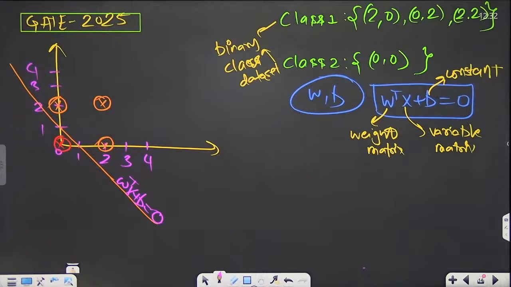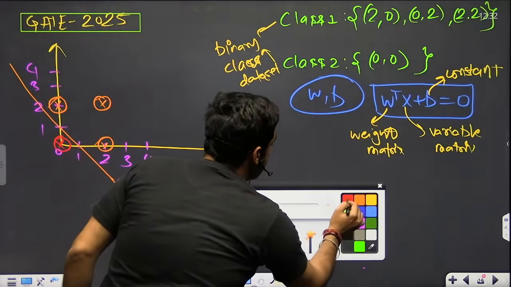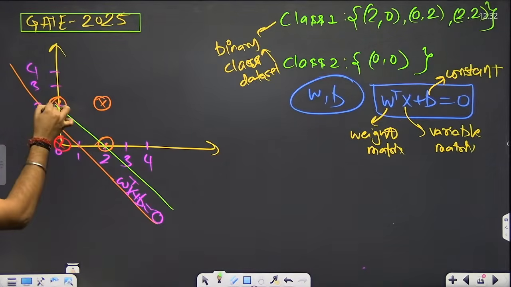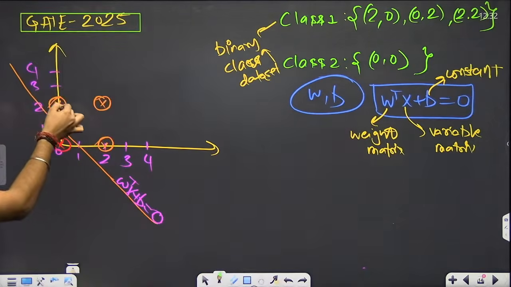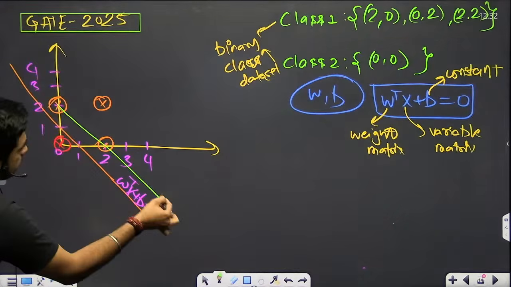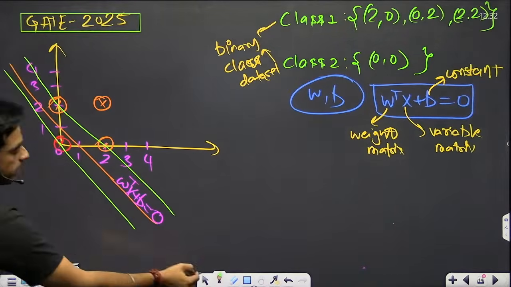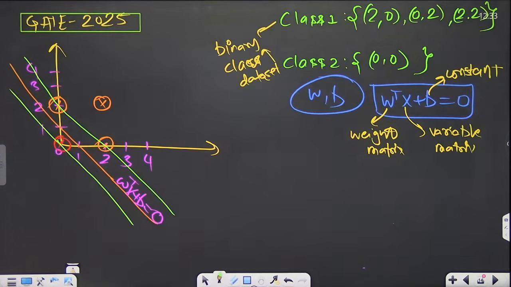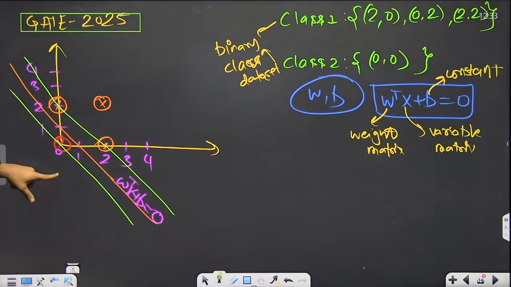Okay, now if this is the main hyperplane equation, I hope you are able to identify that this could be one of the hyperplanes. I hope you are able to get that. This could be one of the support vector planes, and this could be the second support vector plane. So we have to draw them parallelly.